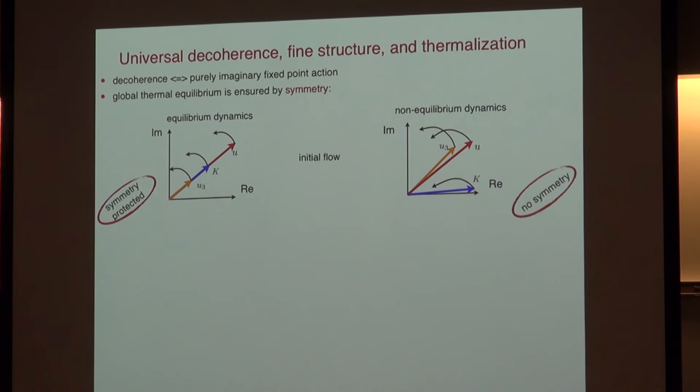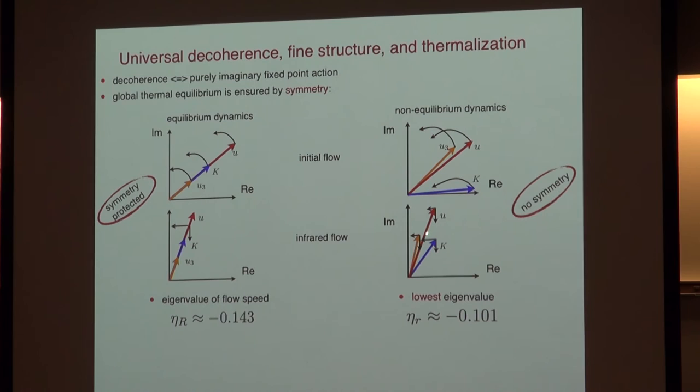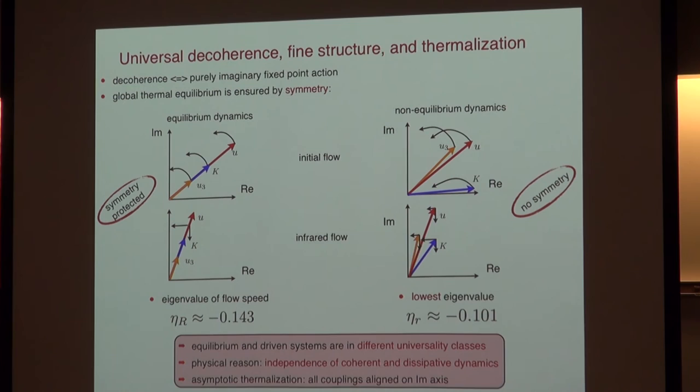Moreover, and that's the point I would like to point out, we can see here this clear difference between equilibrium and non-equilibrium universal behavior. It's again encoded in this picture. In equilibrium dynamics, the RG takes us on this ray to the imaginary axis, while in non-equilibrium conditions, these vectors rotate at a slightly different speed. This makes up a fine structure of this decoherence exponent, which distinguishes equilibrium and non-equilibrium conditions. Due to the absence of energy conservation, which is a symmetry of this problem, equilibrium and driven systems show a difference in their universal behavior. The physical reason is simply, as visualized here, the independence of coherent and dissipative dynamics in the absence of energy conservation. And the asymptotic thermalization is witnessed by these couplings aligning on the imaginary axis.